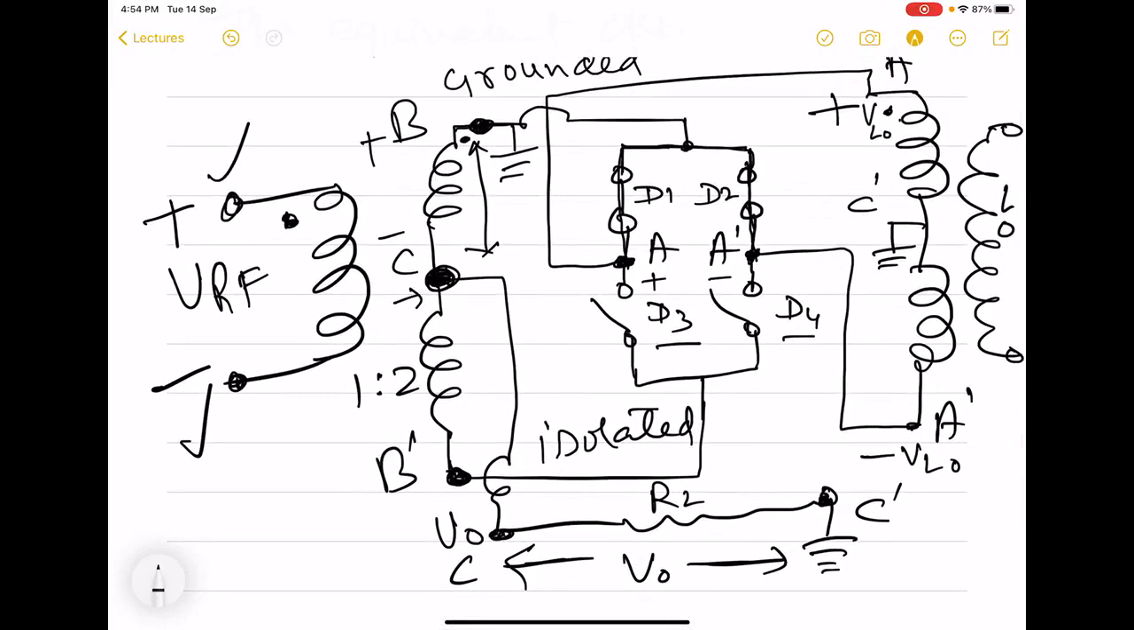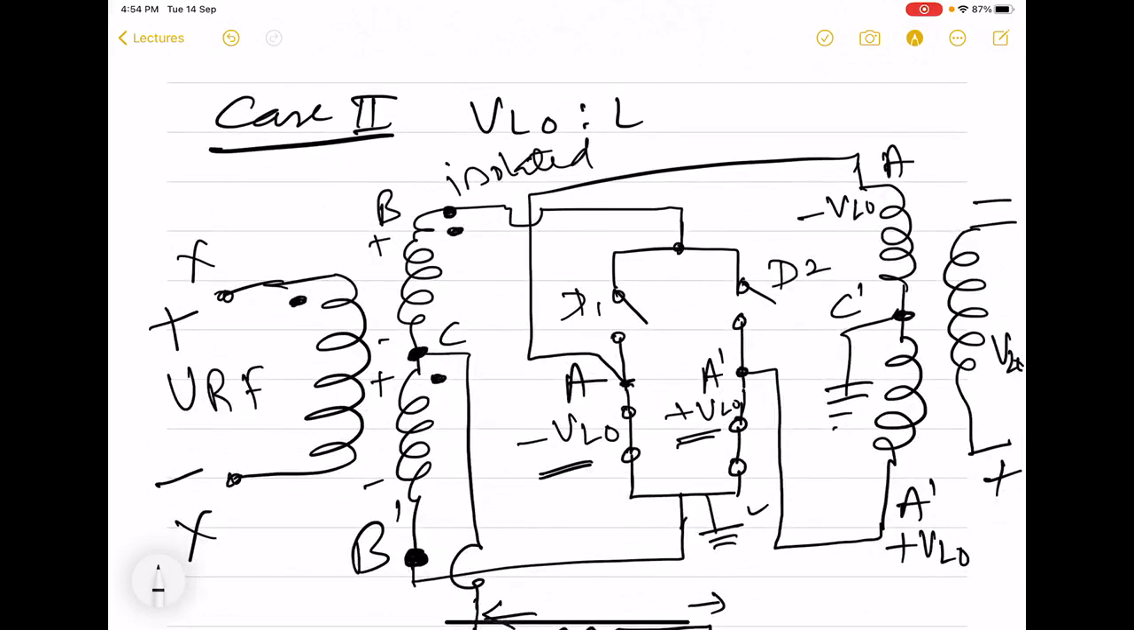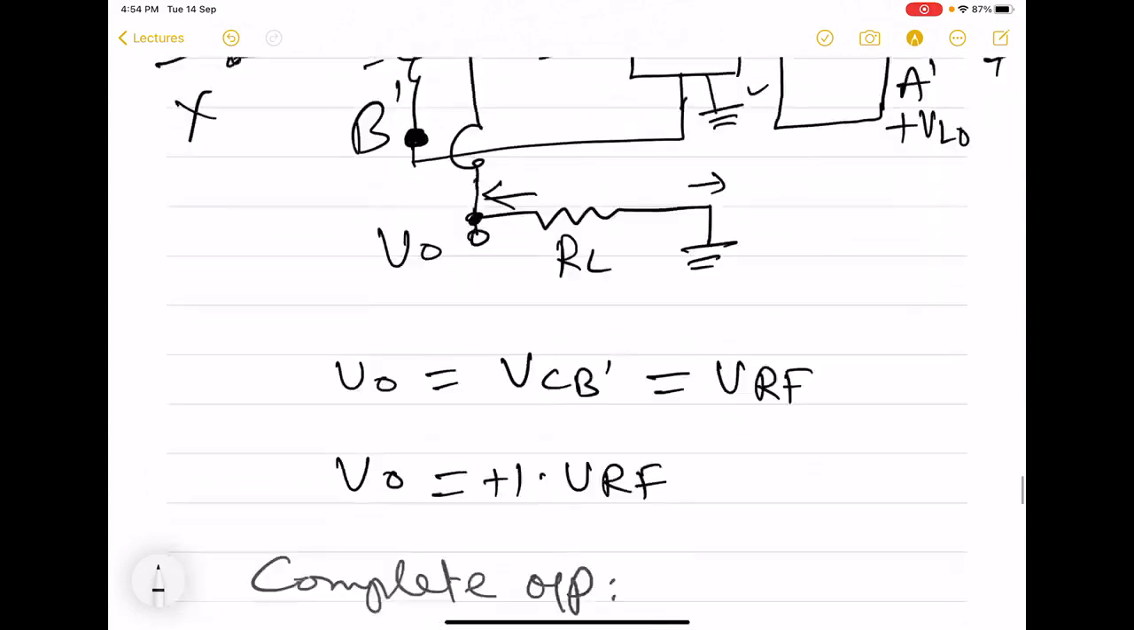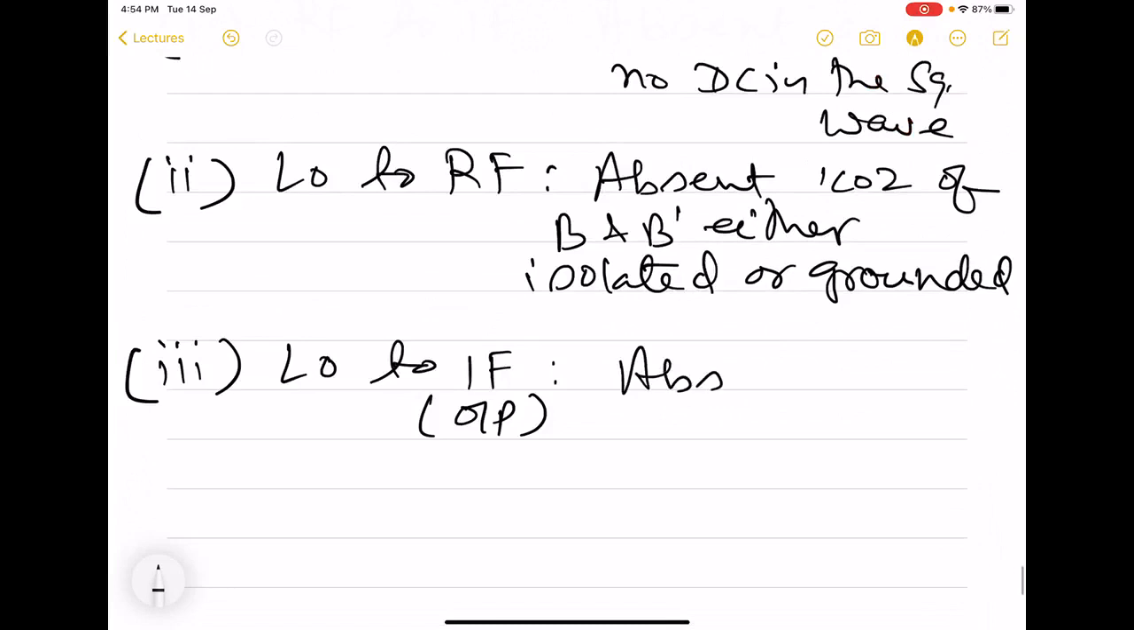The reason which prevented LO from leaking to RF is also responsible for preventing LO leakage to IF, because IF is being taken from the secondary of the RF port. And since the secondary of RF is isolated from LO, the output is also going to be isolated. And this is the story in both the halves of LO. So this is also absent, and the reason is the same as that of the previous case.